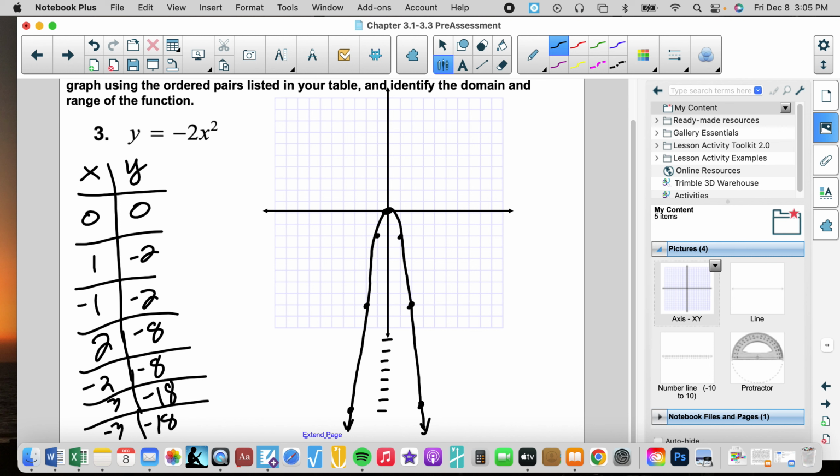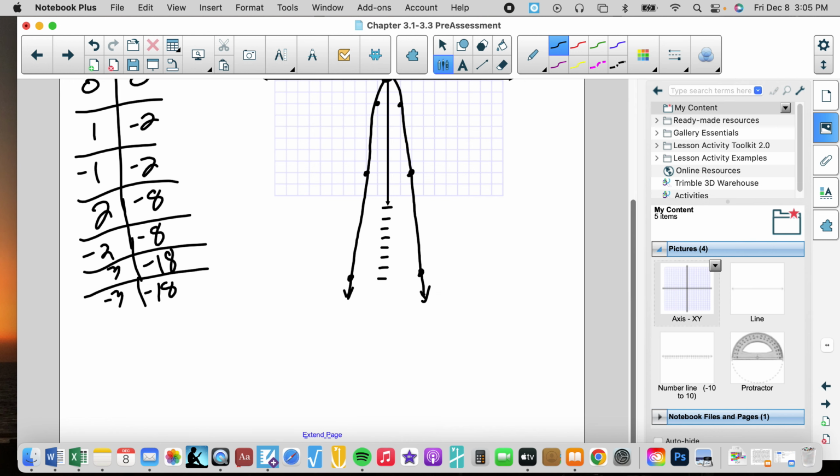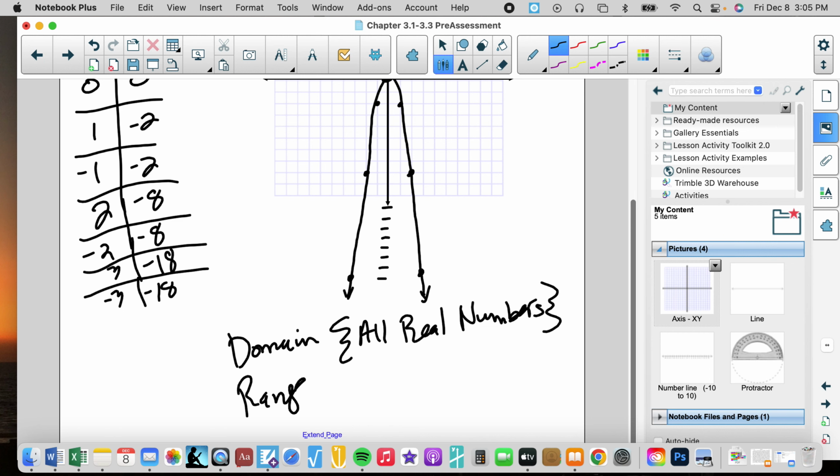And we should know that our exponent is even, so we knew it was going to be a parabola. And then we saw that our a value was negative, so that led me to understand that it was going to be upside down. So now let's talk about the domain and range. The domain is still going to be all real numbers. We still will be able to input any number, but my range this time is going to be a little bit different.